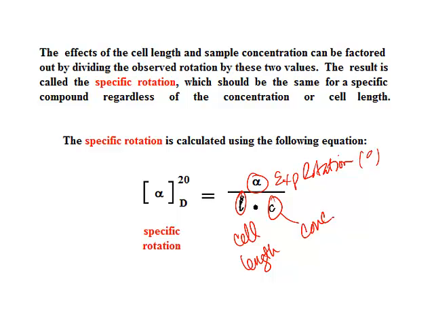The cell length historically is in decimeters. Why am I writing at an angle? So the cell length is in decimeters, and because organic chemists apparently don't like math, it's a 1 decimeter cell, bless you. So that makes the math easy. Now 1 decimeter is 10 centimeters.